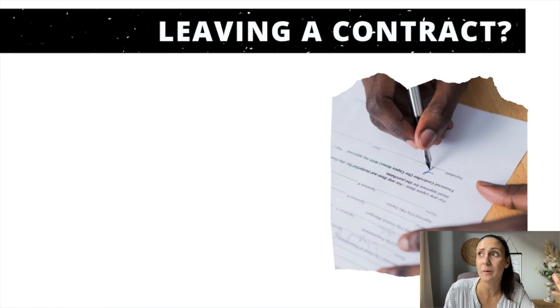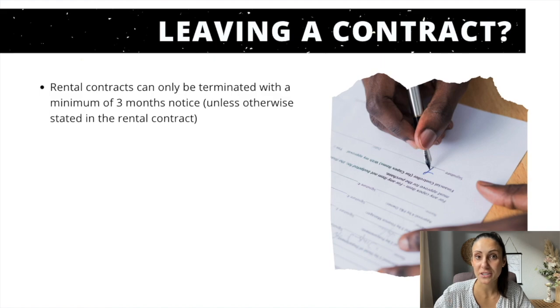It might also help because maybe you want to move into an apartment for the first few months because you're looking for that dream apartment, and then you're going to have to know how exactly you are able to leave a contract. So here in Germany, rental contracts can usually only be terminated within a minimum of 3 months notice unless they've stated otherwise in that contract. So you have to tell them 3 months in advance if you would like to leave your apartment.